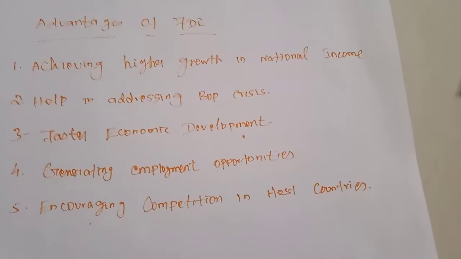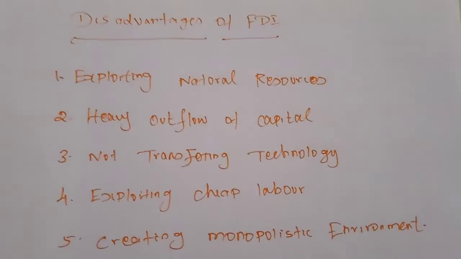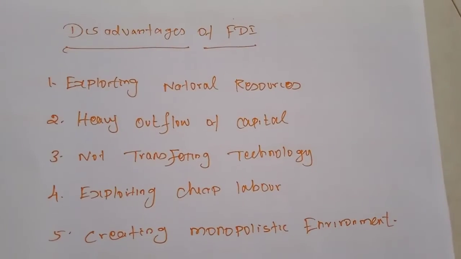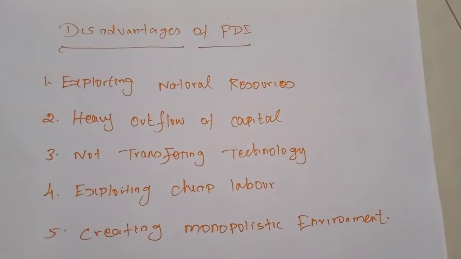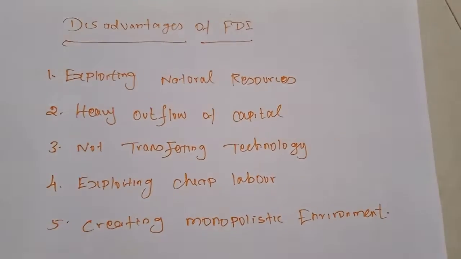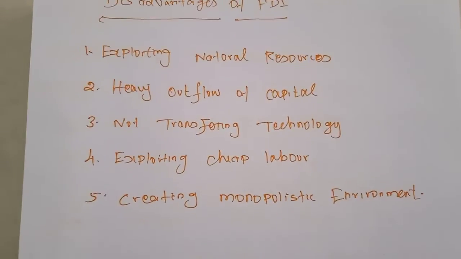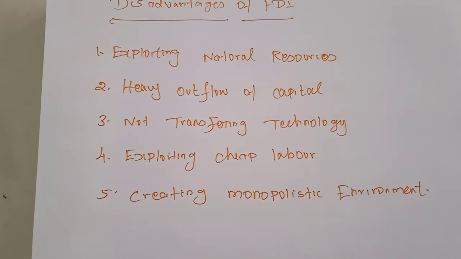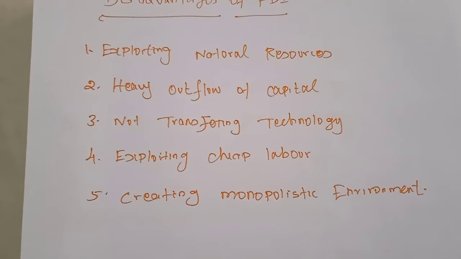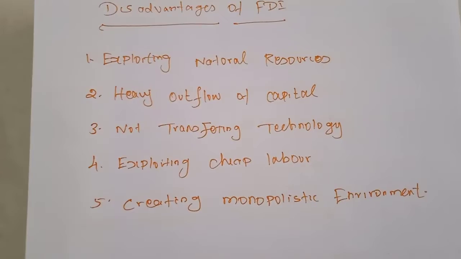So five advantages are there when we are allowing foreign direct investment. Next, disadvantages of foreign direct investment. Even though we have some advantages in allowing foreign direct investment, some disadvantages are also there. So what are the disadvantages? First one is exploiting the natural resources. Foreign direct investment companies deplete natural resources like water, forest, mines, etc. As a result, such resources are not available for the usage of the common man in the host countries.